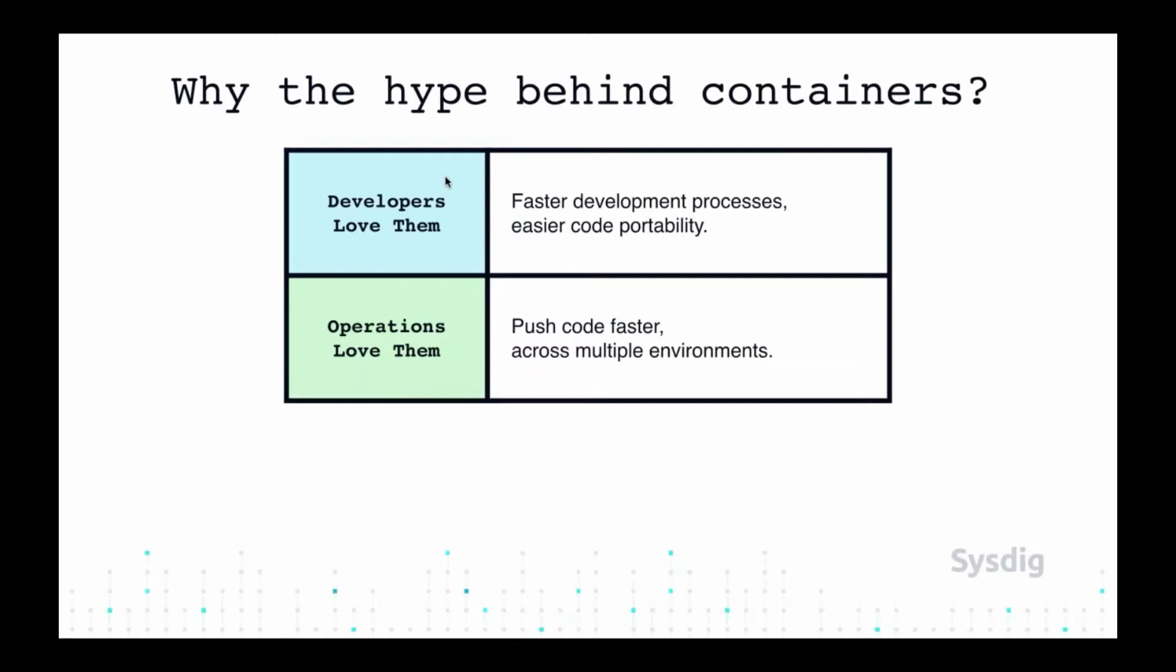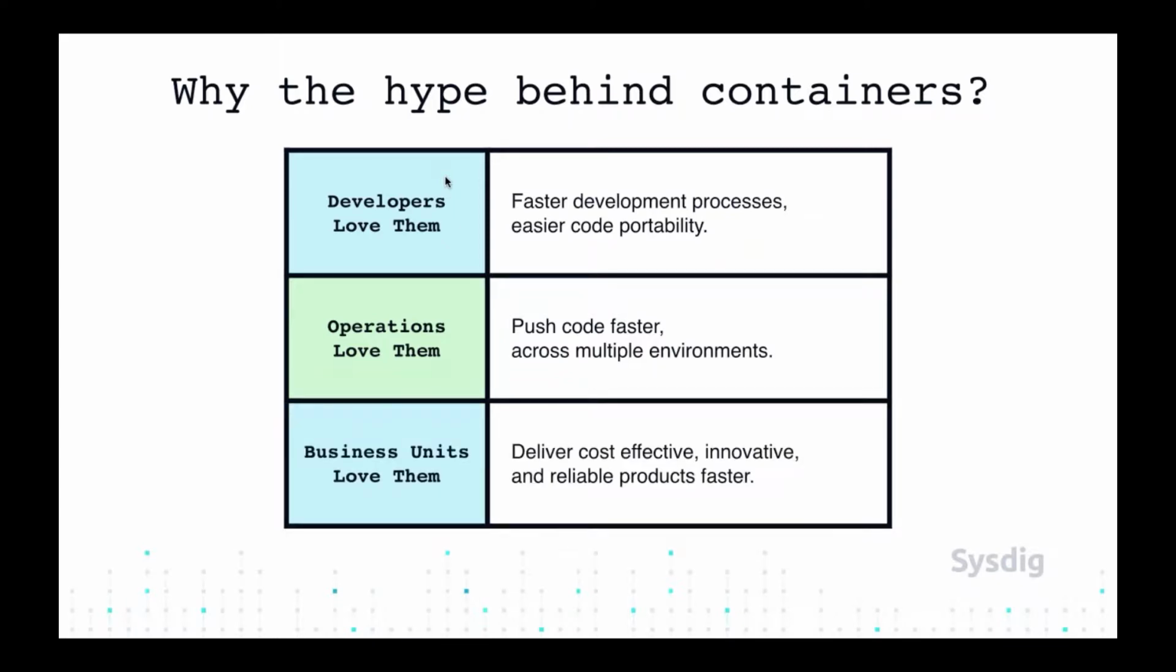Operations teams also love them. So you can use things like Kubernetes or Mesos to distribute services across multiple hosts. Doing rolling deployments and things like that is much easier with containers. And then business units love them as well. So you can get higher utilization out of your hardware, innovate faster, and build more reliable services as you're scaling out services with containers.